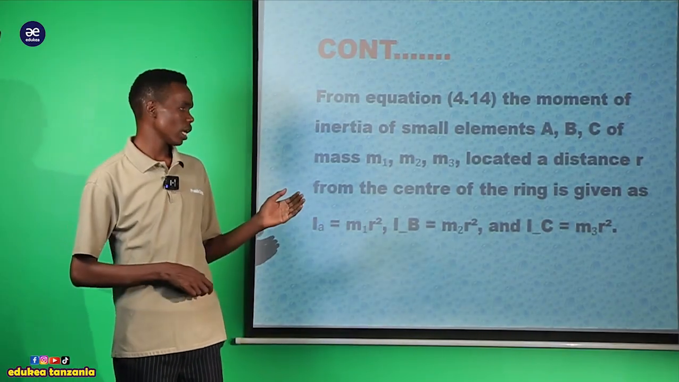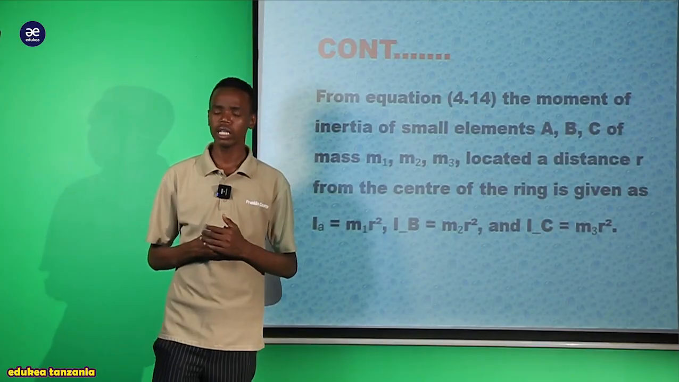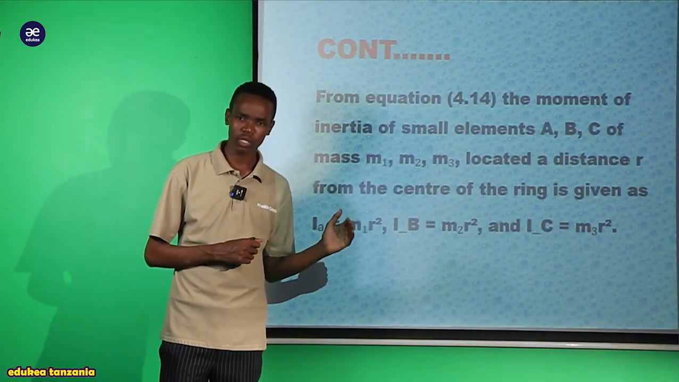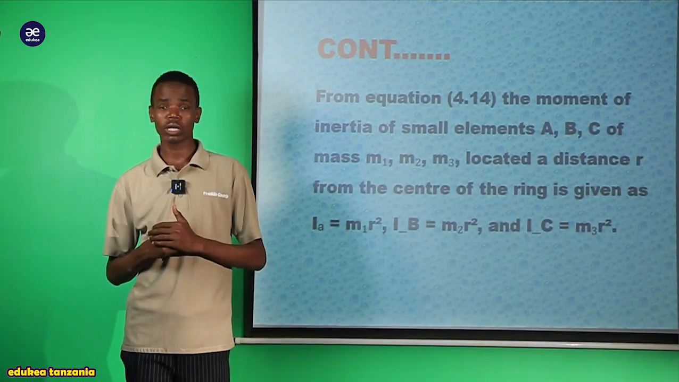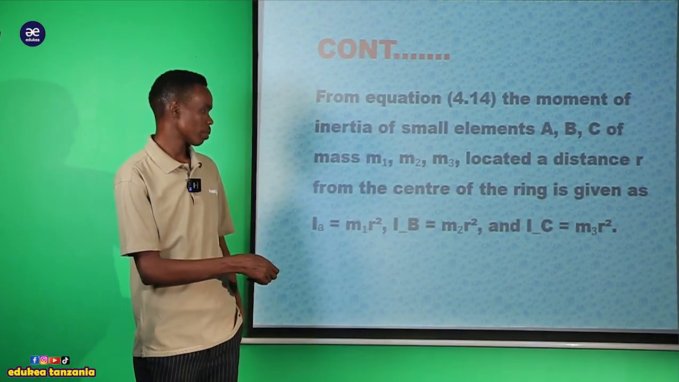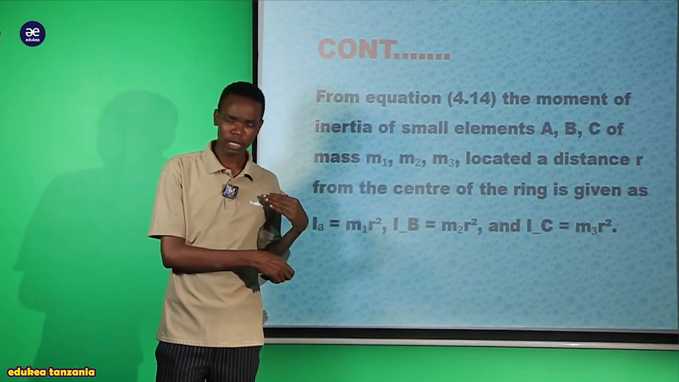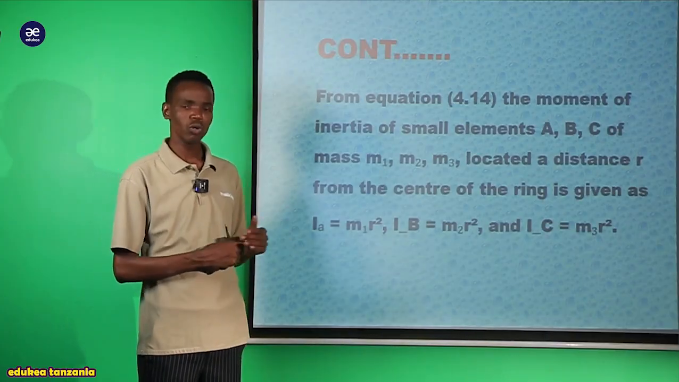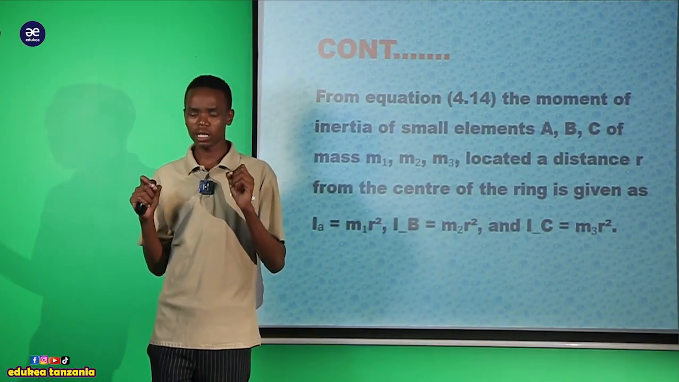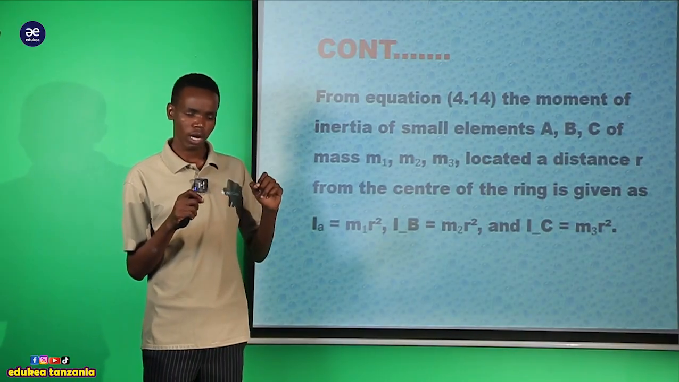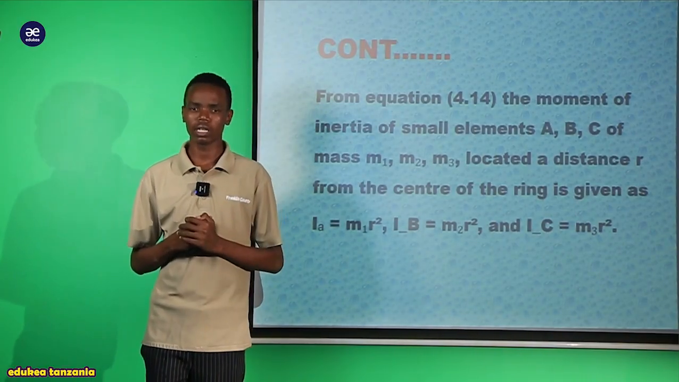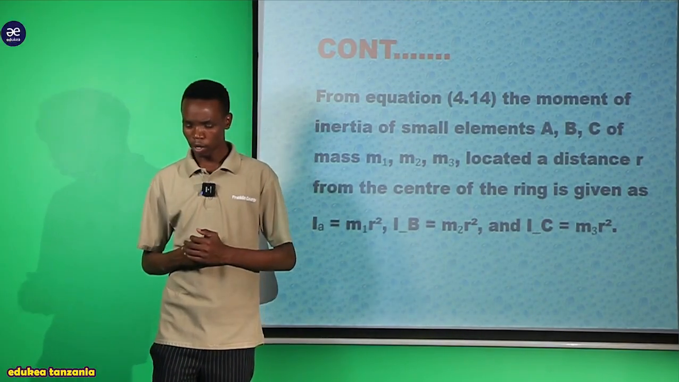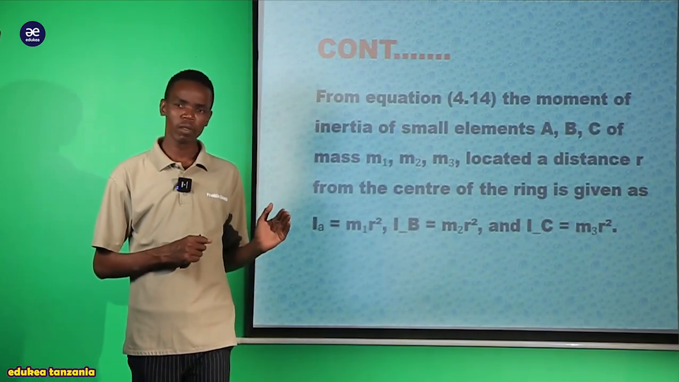And in order to get the moment of inertia at the point B here, it must be equal to the mass 2 times the distance squared. So to get the moment of inertia of point B, it will be equal to mass 2, then we multiply by r squared, but this r squared represents the distance between the point B and the center of the ring.